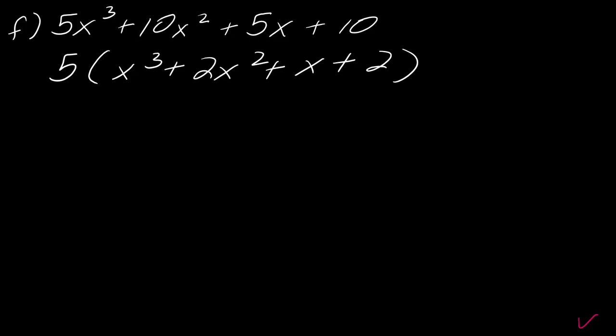So from here, what do we do? Well, now you can really just ignore this 5 for a second and just focus on this and do your traditional grouping. So what do these two terms have in common here? Well, they both have x squared in common. So I would factor out the x squared, and that would leave me with x plus 2 here. And then what do these two terms have in common? Well, really nothing, right? But this is x plus 2, and that's actually what's in the parentheses here.